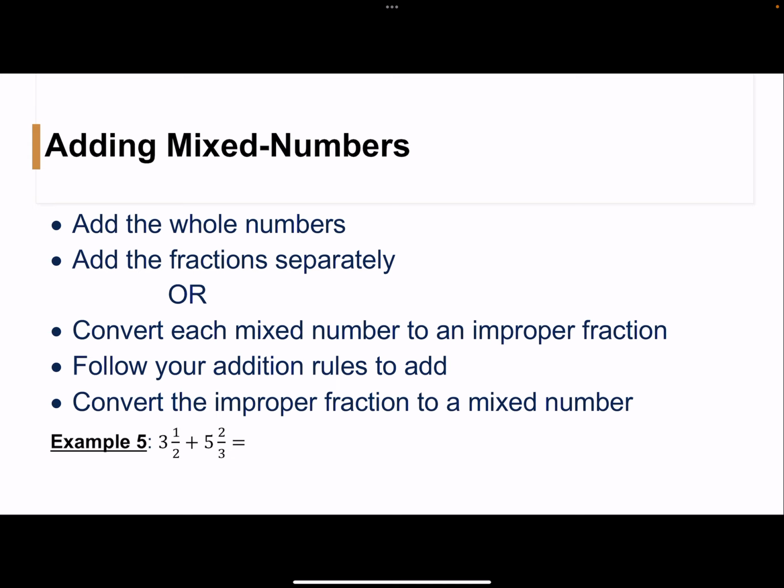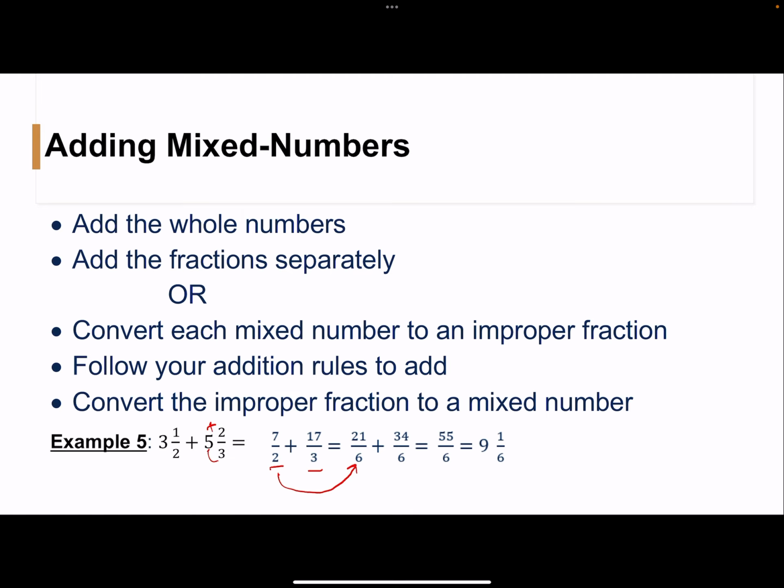Example 5, we're going to look at 3 1/2 plus 5 2/3. In this example, I just went ahead and converted the mixed numbers to improper fractions. So 3 1/2 becomes 7/2 because 2 times 3 is 6 plus 1 gives me 7. I keep it over my common denominator of 2. 3 times 5 is 15 plus 2 gives me 17. I keep my denominator. 5 2/3 becomes 17/3. Then I get a common denominator of 6.